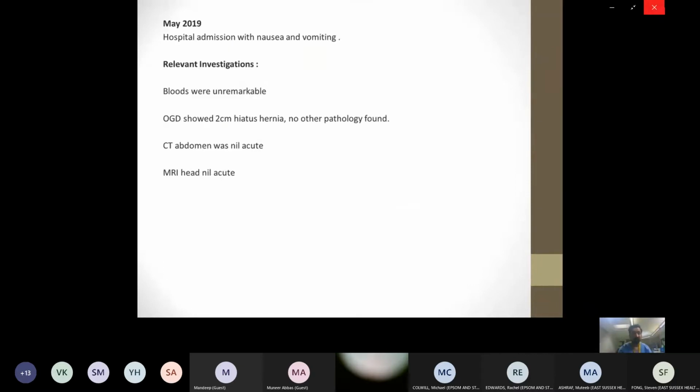She presented in May with nausea and vomiting, and her relevant investigations were as follows. Bloods were unremarkable. Gastroscopy showed a 2 centimeter hiatus hernia and no other pathology. CT abdomen was nil acute, and MRI head was nil acute as well.